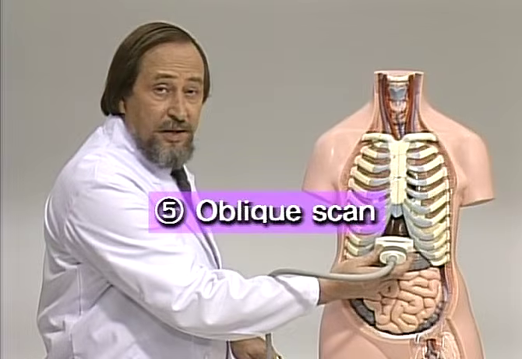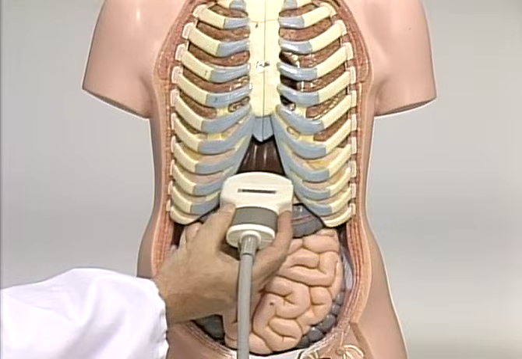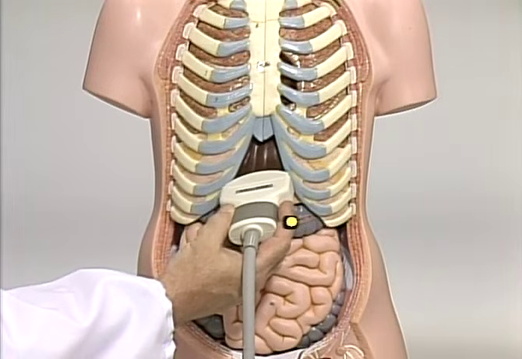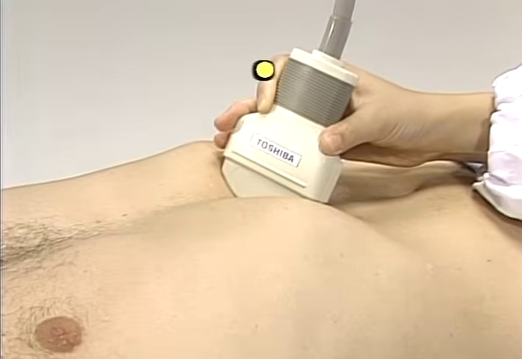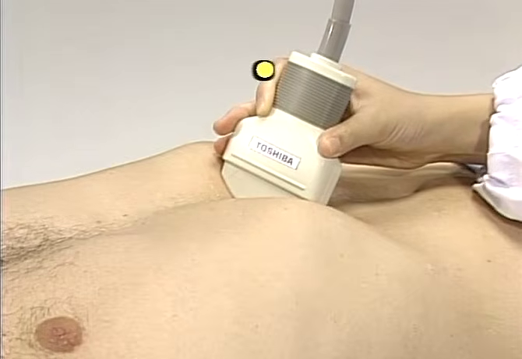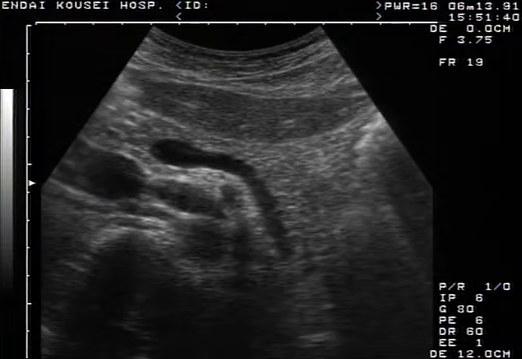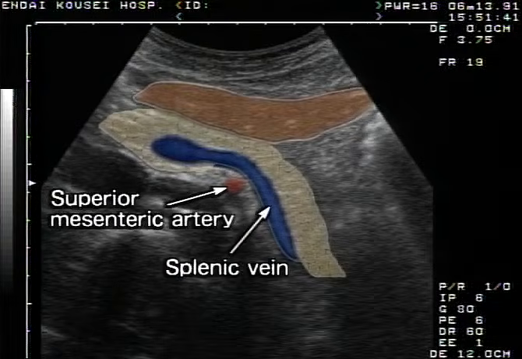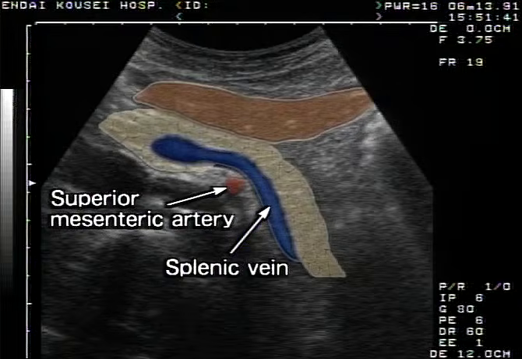Next is the oblique scan. This procedure is used to visualize the tail of the pancreas. Place the probe along the elongation of the pancreas, then tilt it right and upward. Check for abnormalities in size, the presence of a tumor, different echo levels, and dilatation of the pancreatic duct.